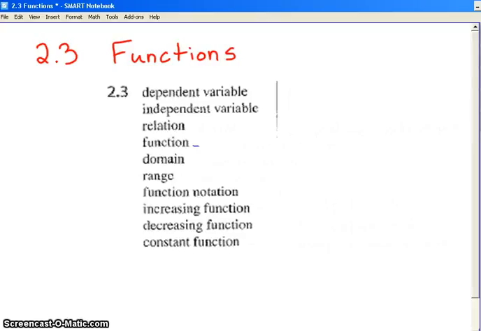Okay, this is chapter 2.3, functions. The vocabulary you need to know here is, one of the words is dependent variable. Your dependent variable is your y. That's usually called your output. The independent variable is the x variable, and we call that the input.